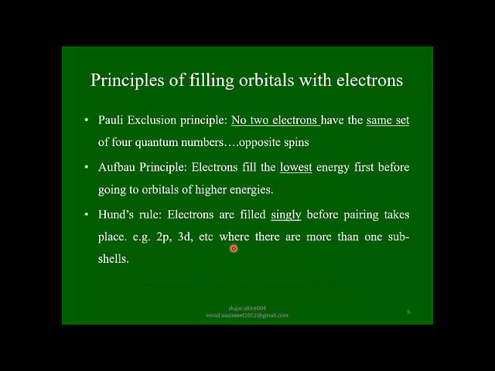In doing that, we have some principles that guide the filling of orbitals with electrons. The first one is the Pauli exclusion principle, the second one the Aufbau principle, and the third one is Hund's rule. The three are equally important, and students need to know them well and apply them all the time, because it is very rare that the three of them will not be applied together. Majority of the times, the three of them will be applied at the same time to the same problem.